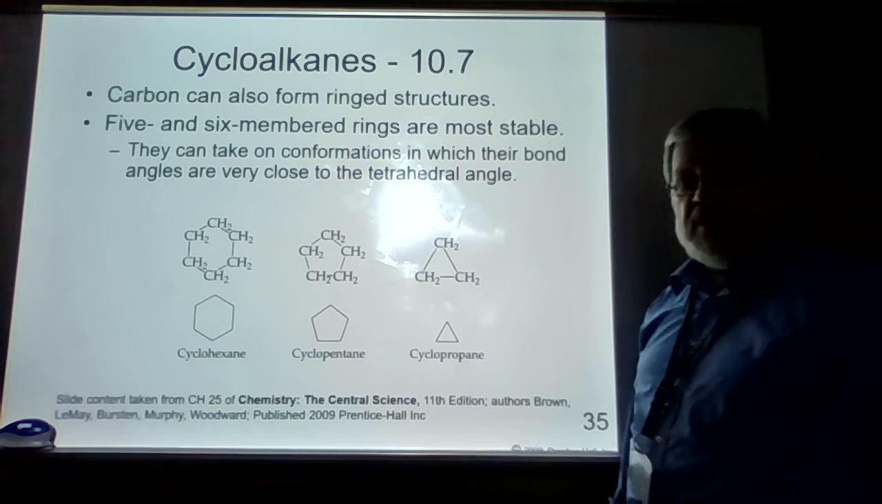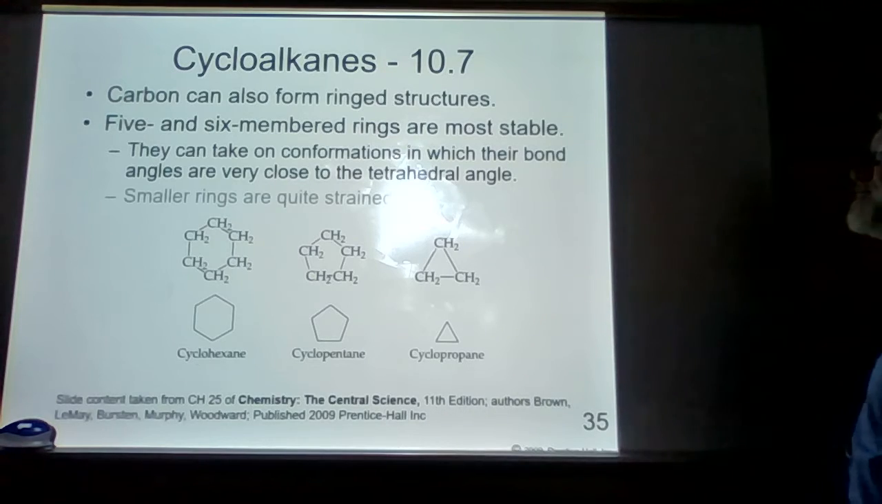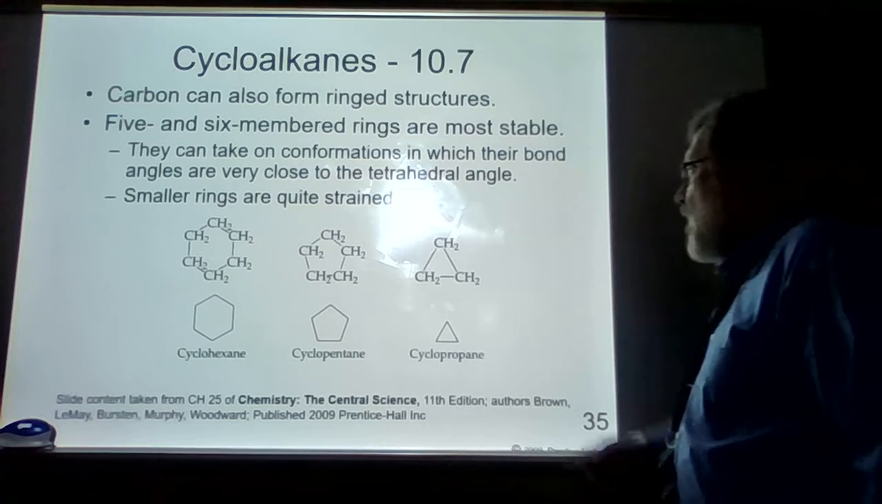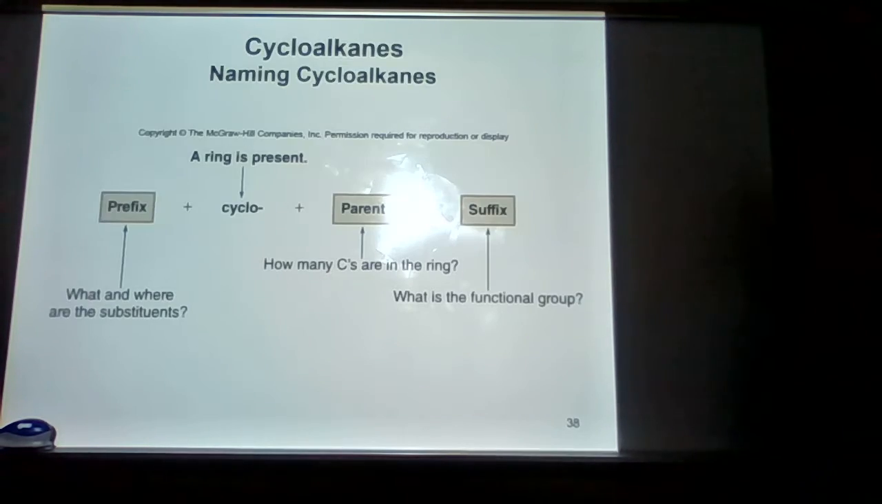The 4-membered ring system is cyclobutane. The smaller rings, the 3 and the 4-membered rings, are extraordinarily strained, therefore they're not very stable.